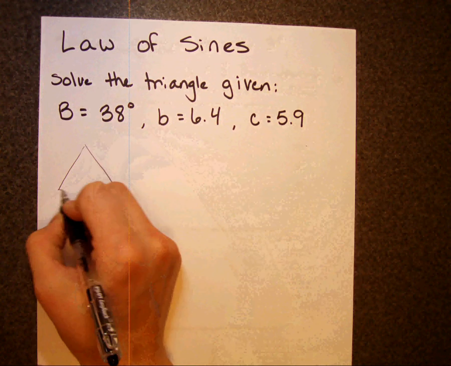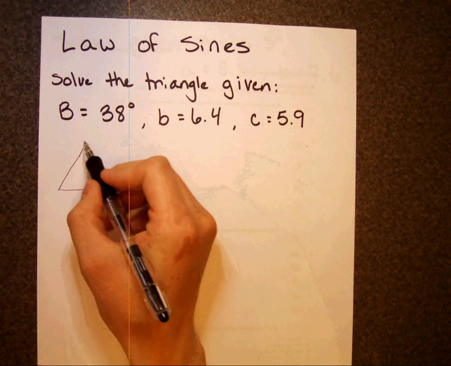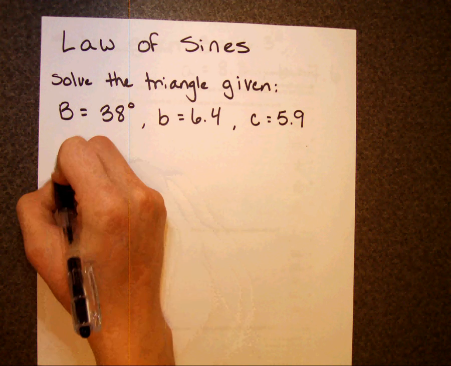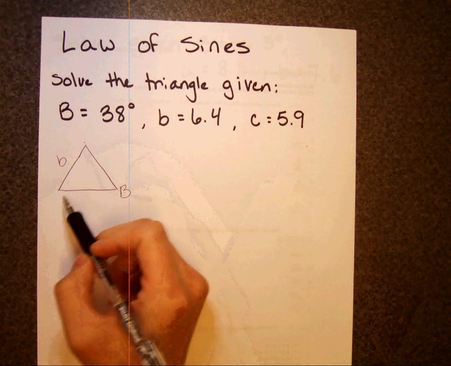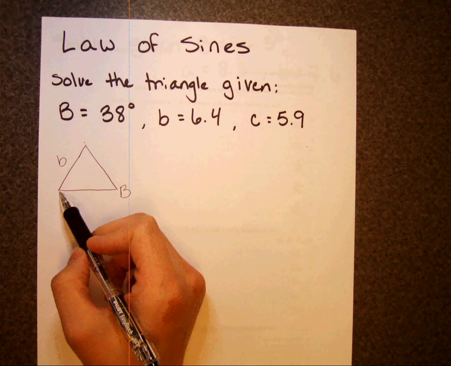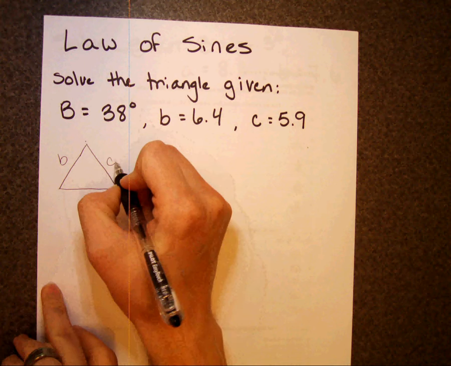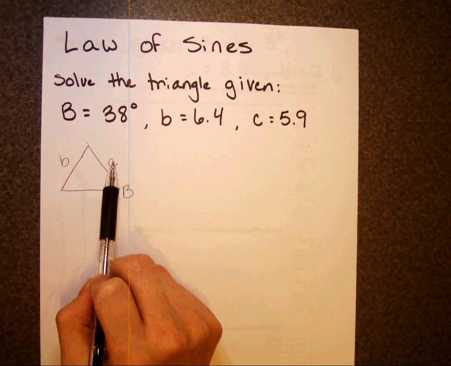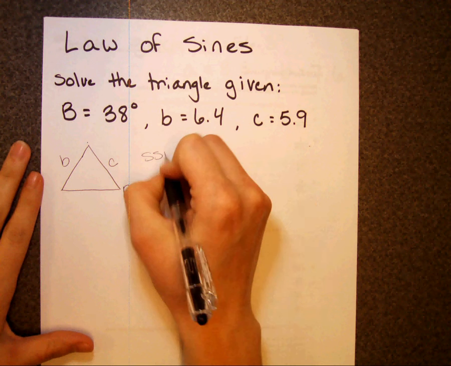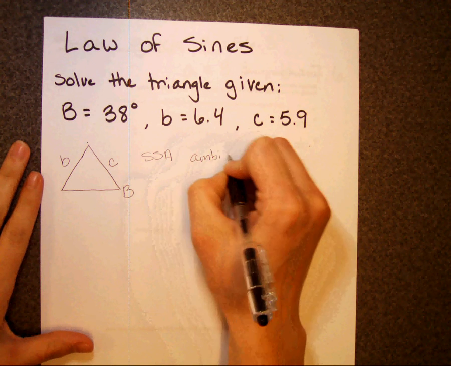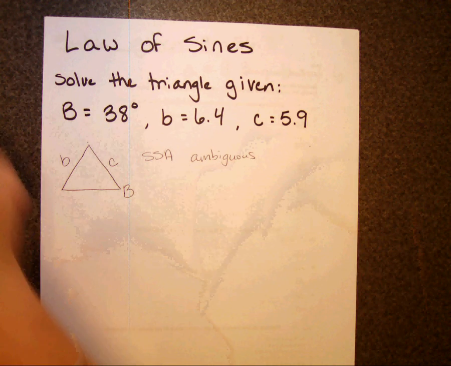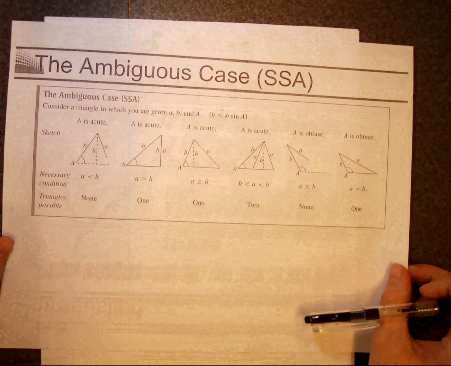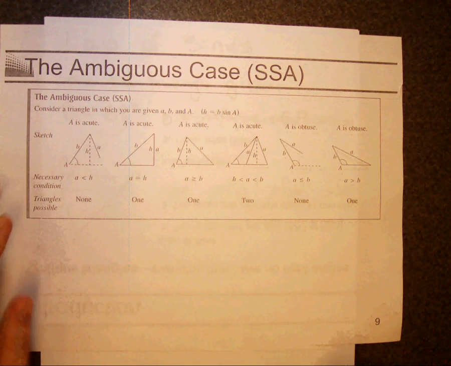So I'm going to start off, draw a picture, and label A, B, so this is angle B. Side b should be across from it. And generally we make the bottom left angle C, so across from it should be side c. So reading what I have, a side, side, angle. This is the ambiguous case. And so I do need to use this sheet to determine first how many triangles I have.